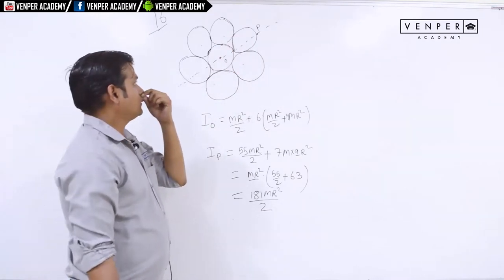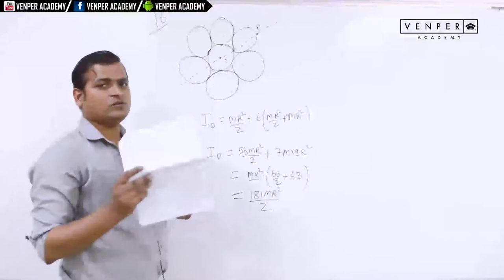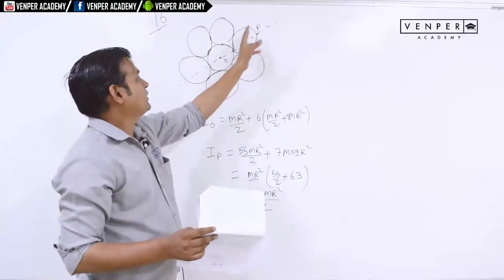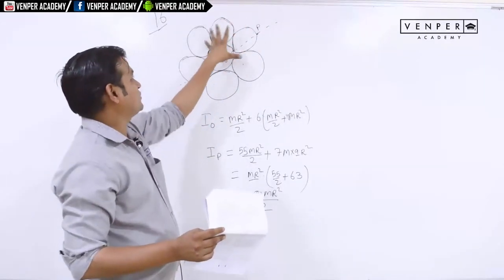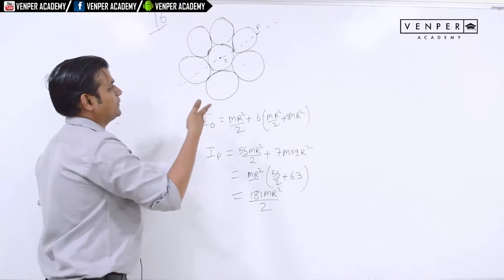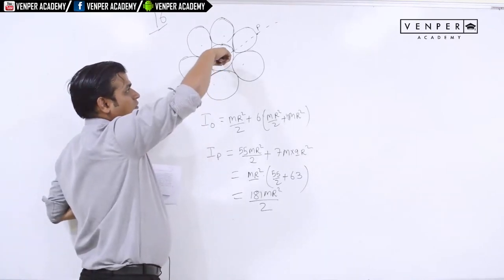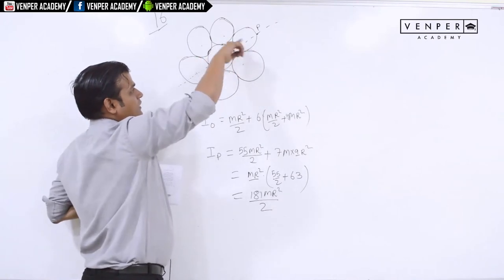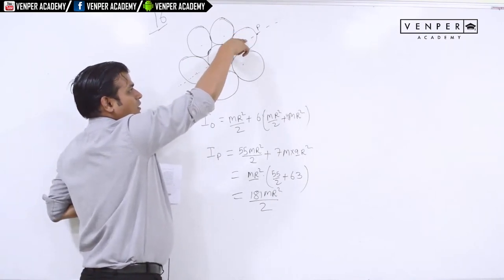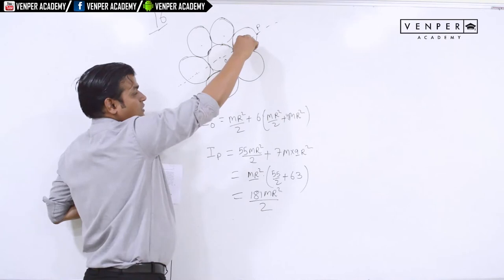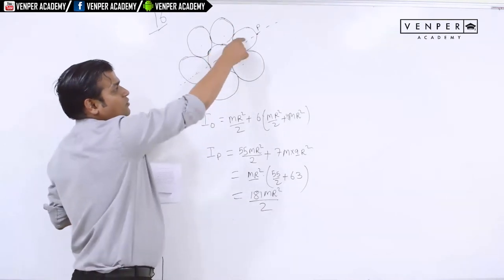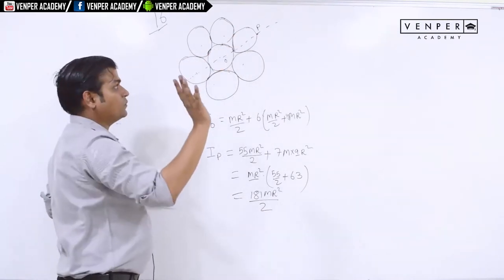Next thing is what? How to find that one? You have to think, you can use any method. You are free to use any method. Like you can directly calculate the distance of the center of mass for each one and use the parallel axis theorem. But just think about one point: about this axis, this one, this one, this one, all 6 are at equal distance. So you can say the moment of inertia about this axis for this disk is mr square upon 2. Simply use the parallel axis theorem, and you can easily calculate about the axis which is passing through O. Same thing for each one.